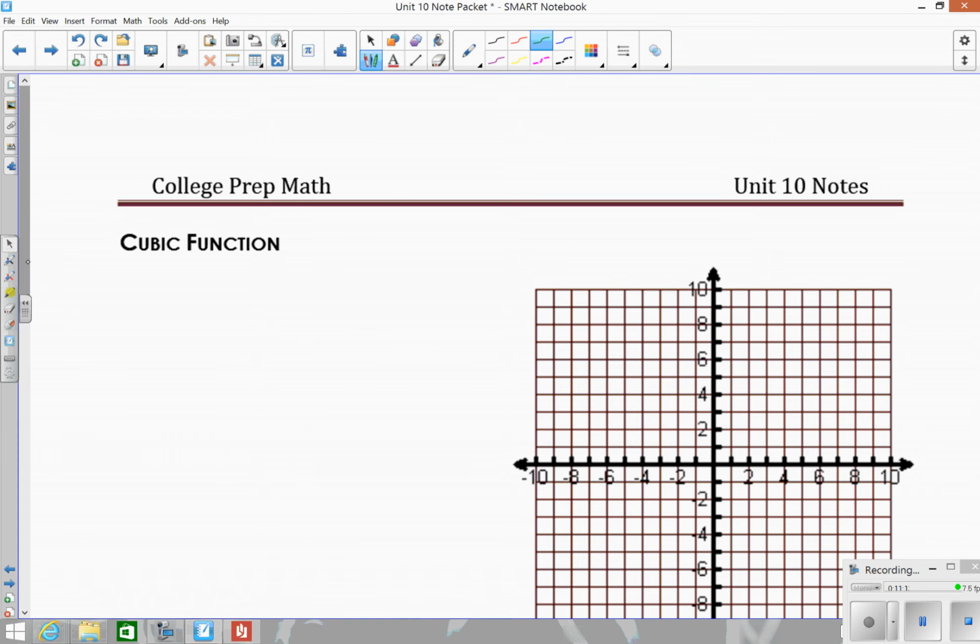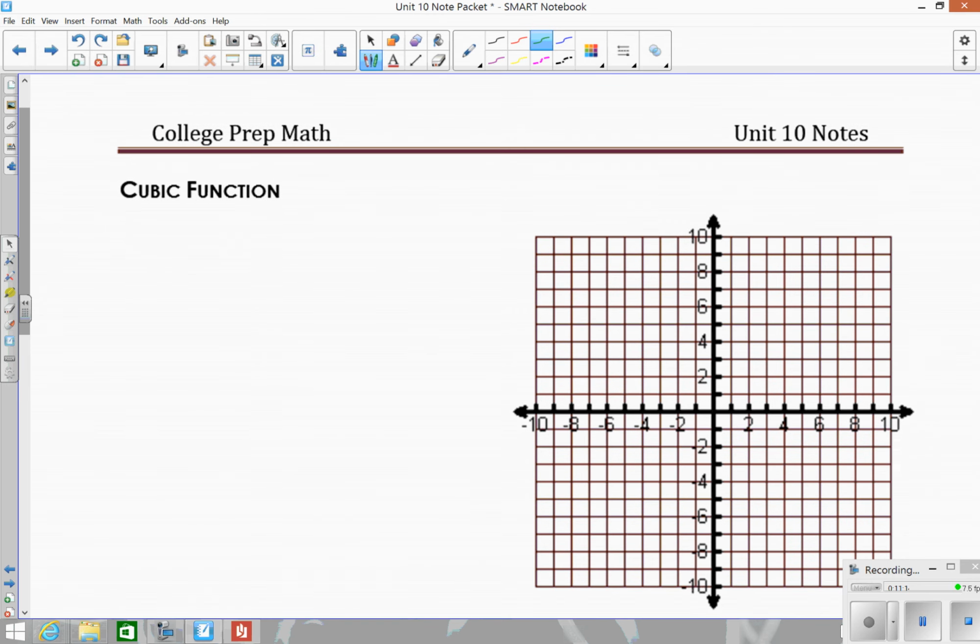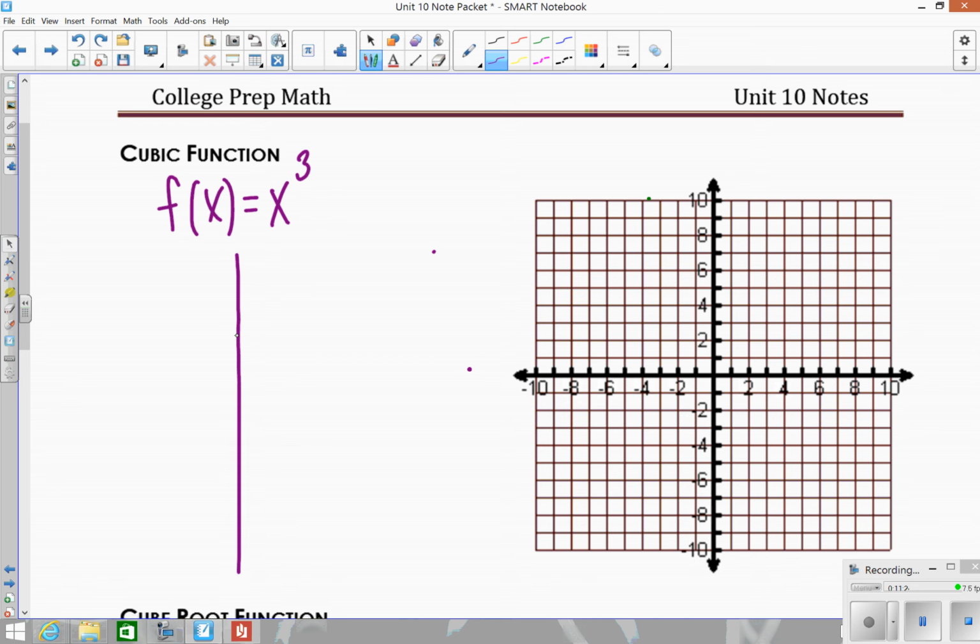And then the last two that we're going to look at are the cubic function and the cube root function. So the cubic function is f of x equals x to the third. For this, there are no restrictions because this is just like a polynomial. You can plug in any number and raise it to the third power. So let's go ahead and take some negatives and some positives so it's symmetric.